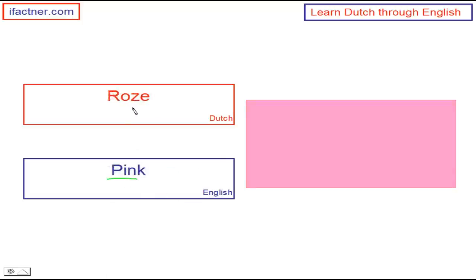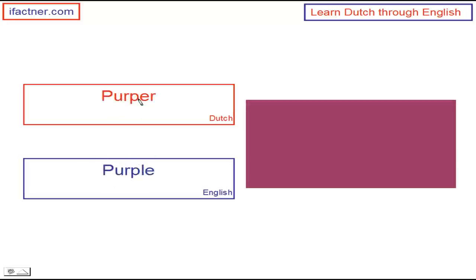Pink, roze. R, O, Z, E, roze. Purple is paars. P, A, A, R, S, paars.